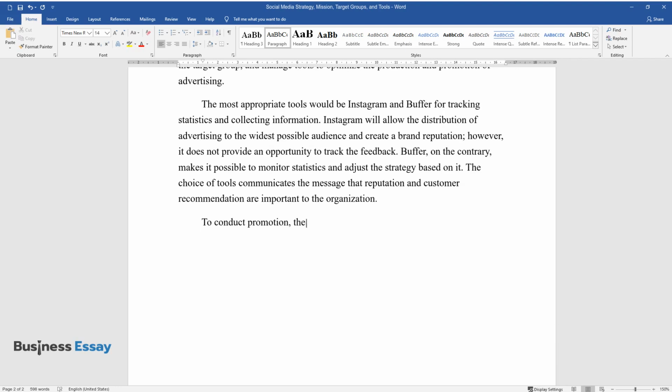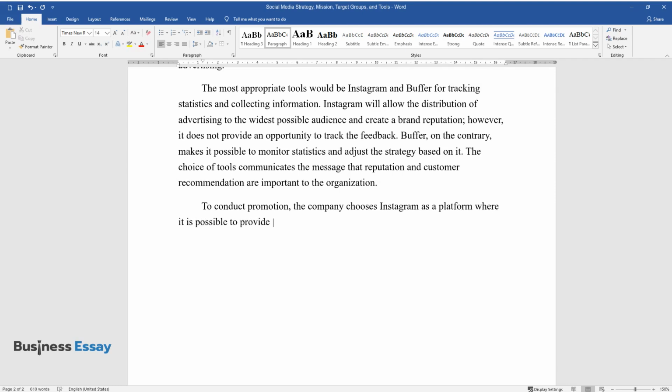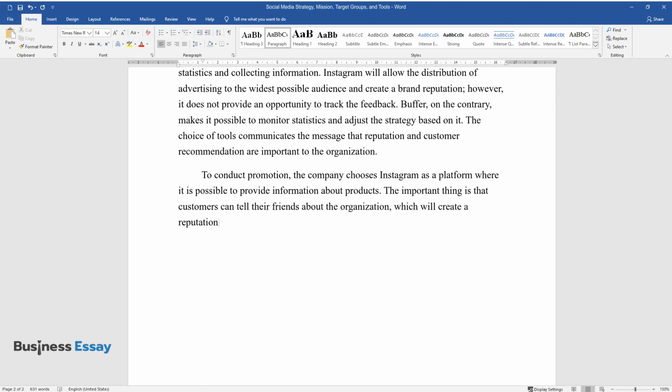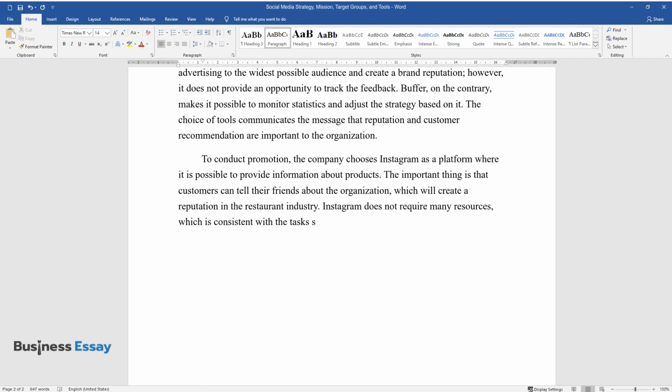To conduct promotion, the company chooses Instagram as a platform where it is possible to provide information about products. The important thing is that customers can tell their friends about the organization, which will create a reputation in the restaurant industry. Instagram does not require many resources, which is consistent with the task set.